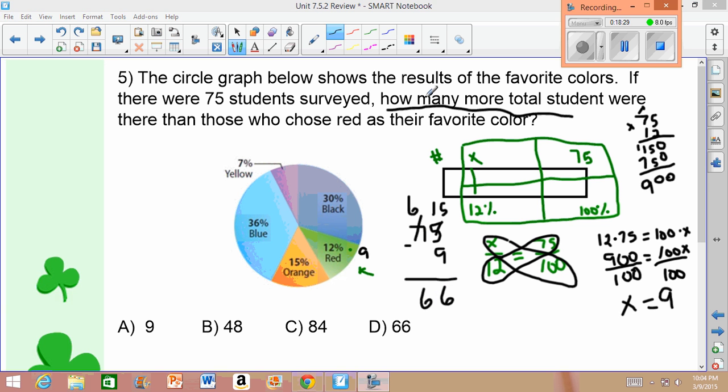So we have to answer this question. How many more total students were there than those who chose red? So if 9 students chose red, that means there are 66 other students who chose some other color other than red. Those were the students who did not choose red. So you may pause here and get to work for this problem.